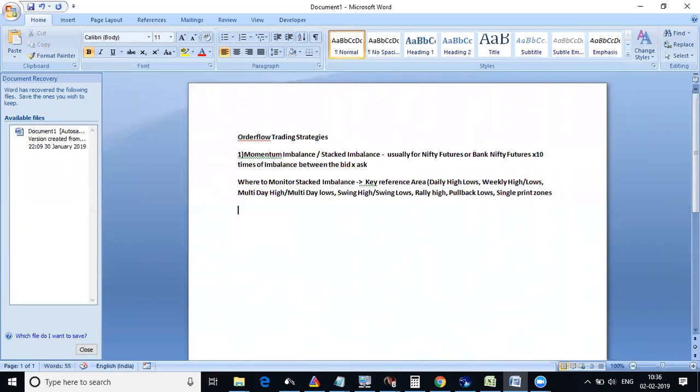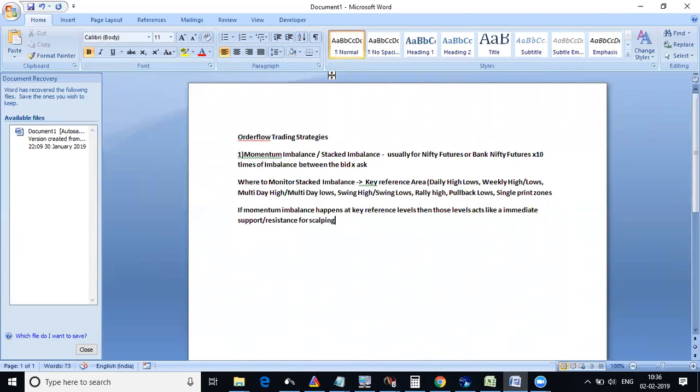And you can use that stacked imbalance. If it is happening at a key reference level, if momentum imbalance happens at key reference levels, then those levels act like an immediate support or resistance for scalping. Well, you can use that level as a scalping zone.